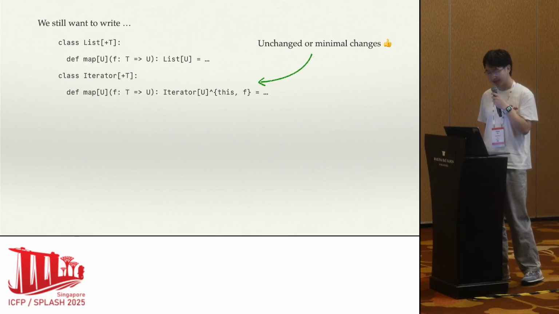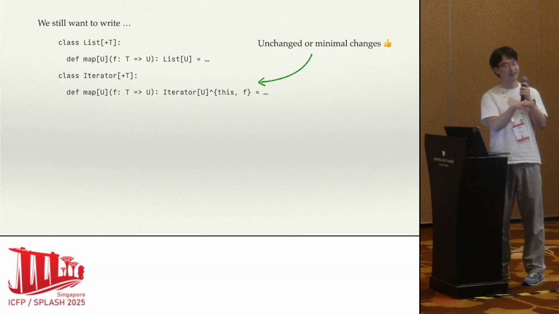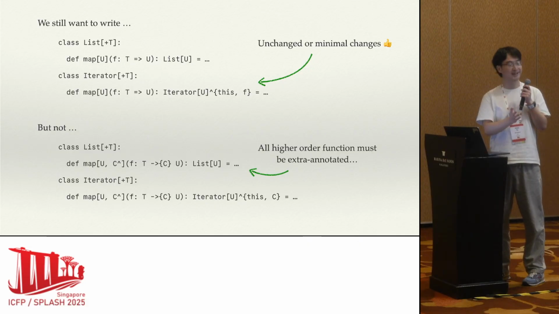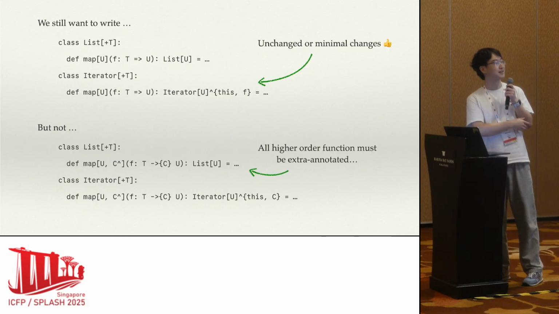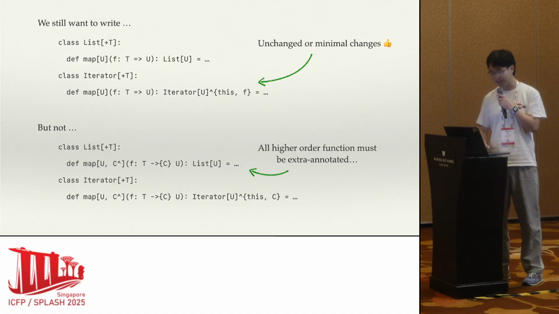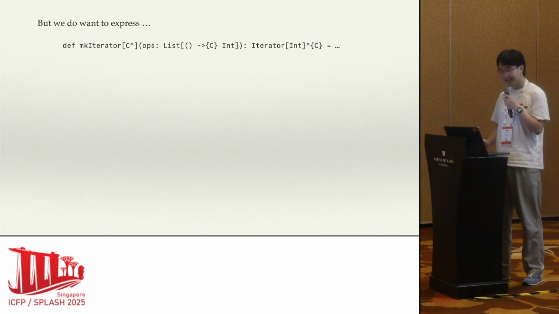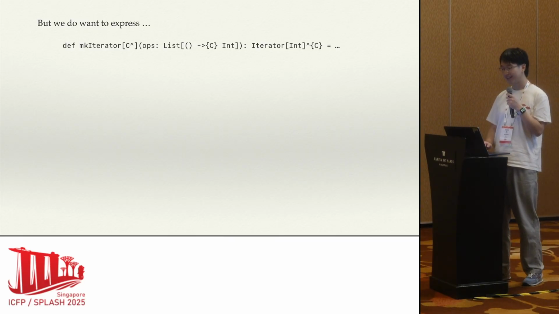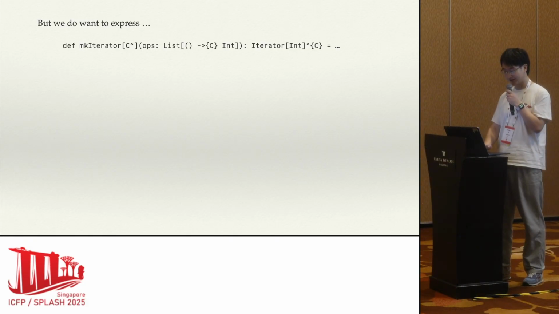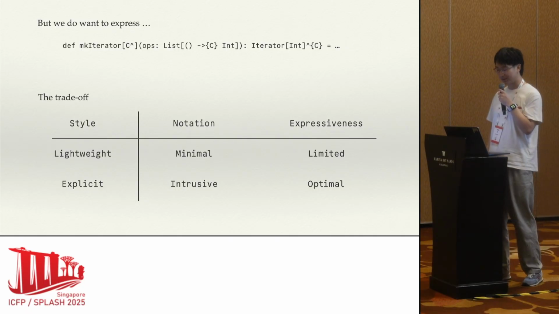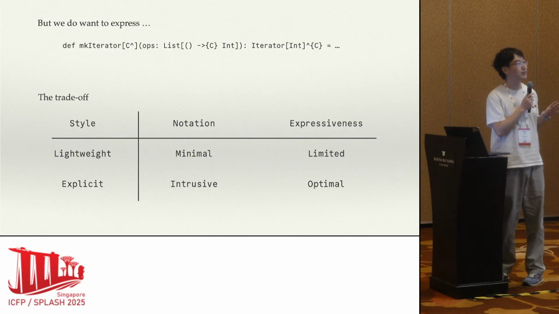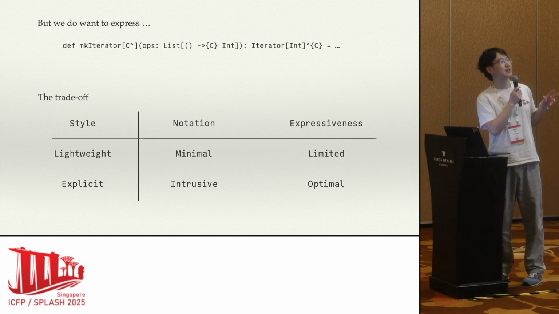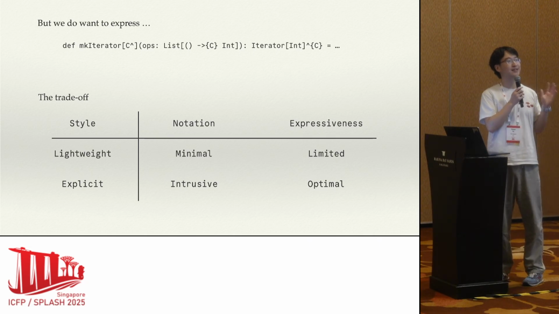For the majority of the code, like the list mapping functions we see here, we still want to write it in the implicit style. We don't want to write code this way, which requires adding effect parameters to every single higher-order function in the library. But on the other hand, when CC's lightweight notations, CC for short, fall short, we still want to express functions like this make iterator example. So this is essentially a design trade-off. On the one hand, we have the lightweight style, which has minimal notation overhead but limited expressiveness. And we have the explicit style, which has some intrusive notation overhead, but the expressiveness is optimal.